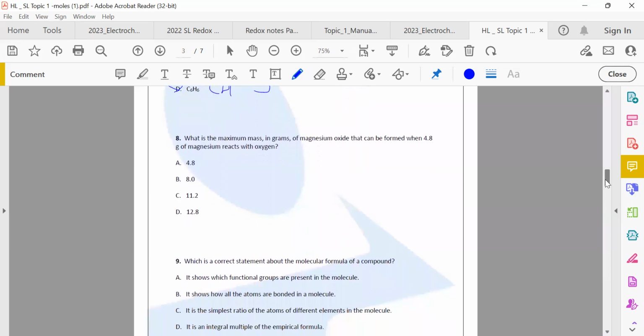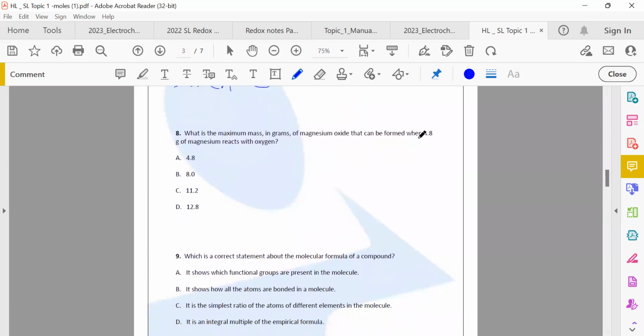Question 8, what is the maximum mass of magnesium oxide that can be formed when 4.8 grams of magnesium react with oxygen? Okay, so this one you need to balance the equation. First of all, Mg plus O2 gives you MgO, right? And of course, I'm going to put a half here to balance the equation. So in this case, you have 4.8. Okay, and if I'm not wrong, the MR of magnesium is 24. And I believe this is 0.2. I think so, 0.2 moles.